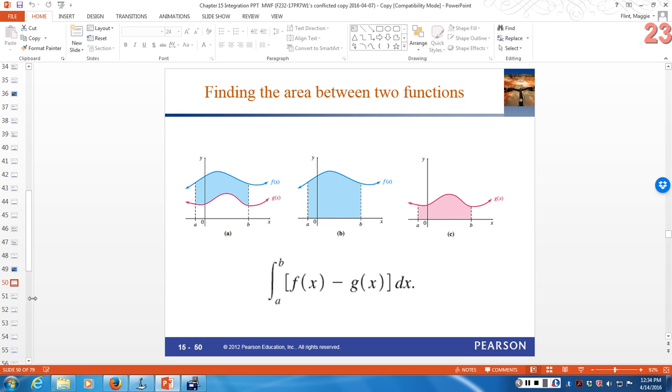What page is it on? 14, I think. 13. Bottom of 13.